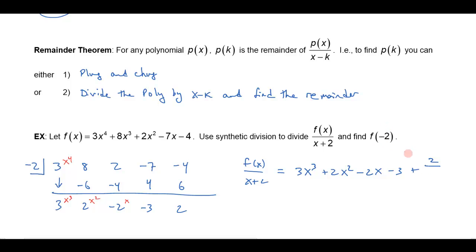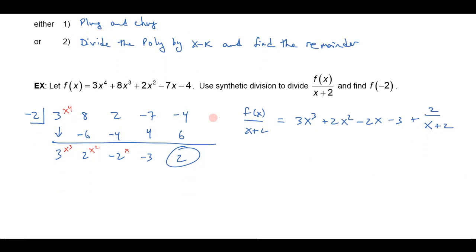If all I wanted was f of -2, that would be my answer right away, and I wouldn't have to go through this. But I'm going through this just to illustrate once again that instead of writing f of x this way, if I were to check my division, I would multiply the divisor, x plus 2, times my quotient, the 3x cubed plus 2x squared minus 2x minus 3, and then I'd add in the remainder.